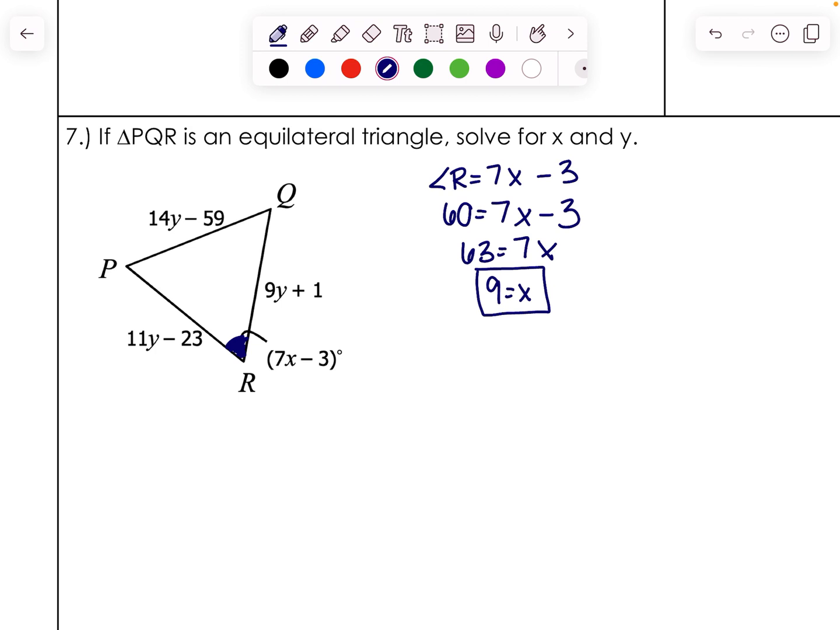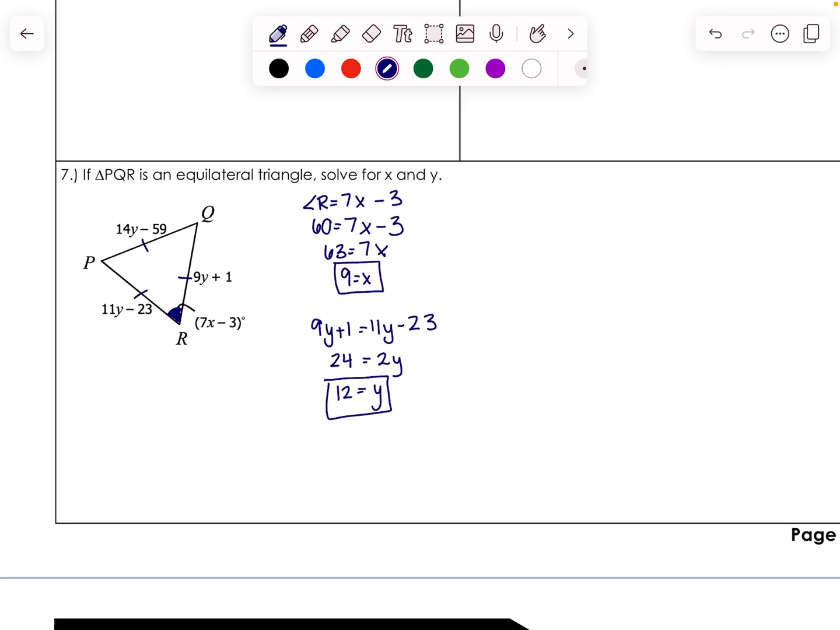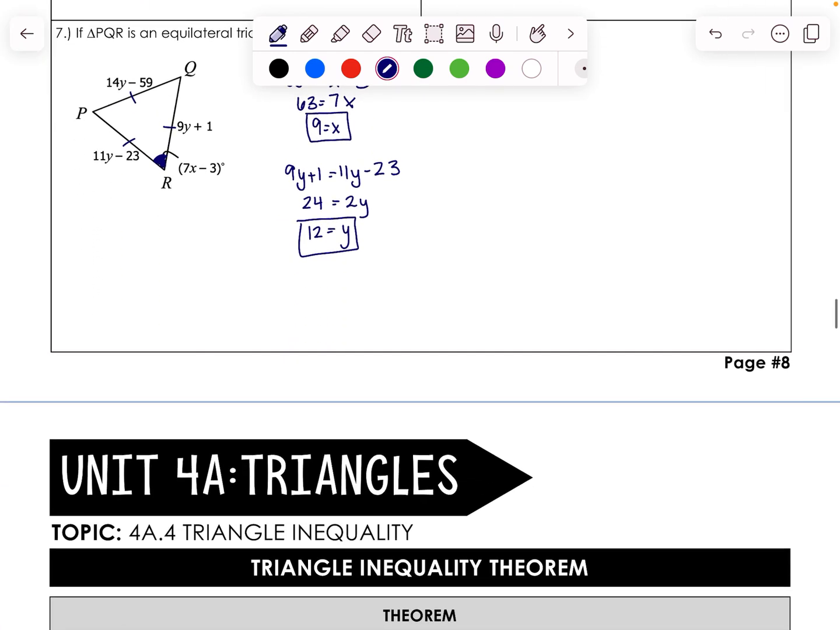Okay, so now for the y's, I have a couple of options of what I can do. All the sides are the same. I just need to pick 2 sides that are the same to solve for. So it doesn't matter which 2 you pick, you're going to get the same answer. Okay, so I'm going to start by subtracting 9y. I get 2y. Add 23, so I have 2y equals 24. So y is going to equal 12. All right, and that is it for 4A.3.